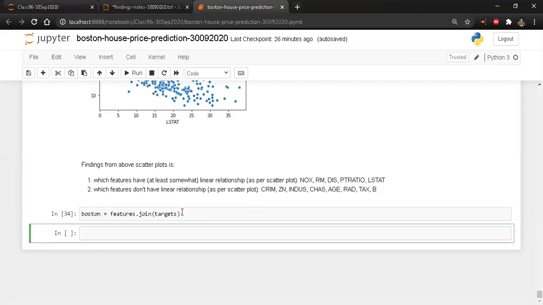Obviously, using the data frame function, I cannot do any join. So let's keep that out of the picture. Then I tried three options: merge, concat, and join. Merge is where it was asking for a common key. So if you want to merge two data frames, you need a common key.